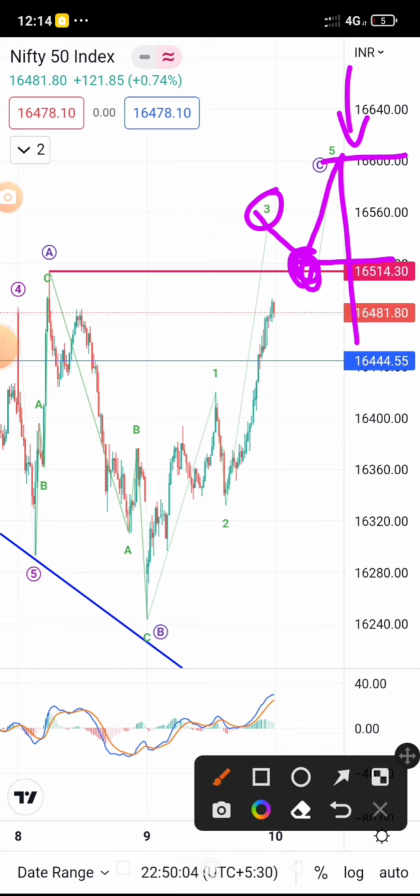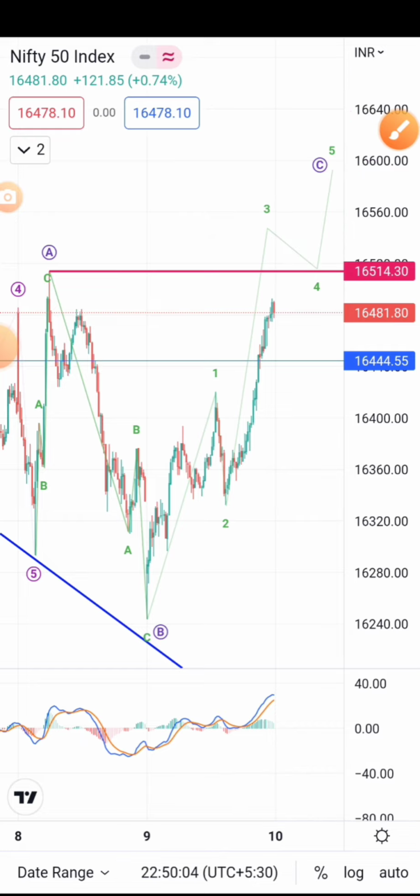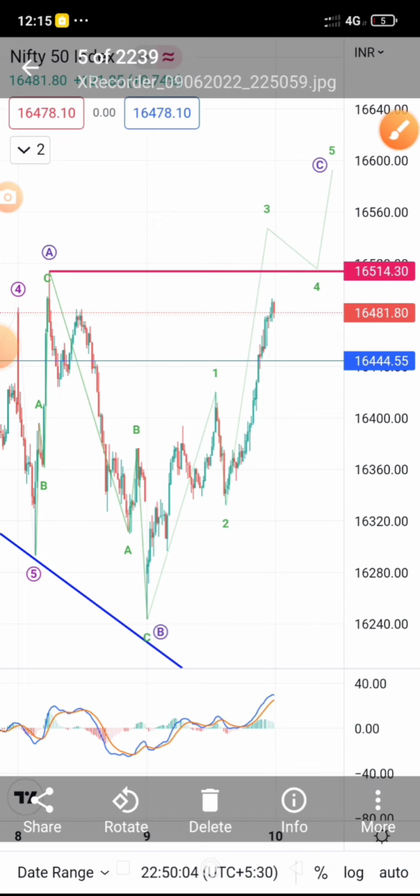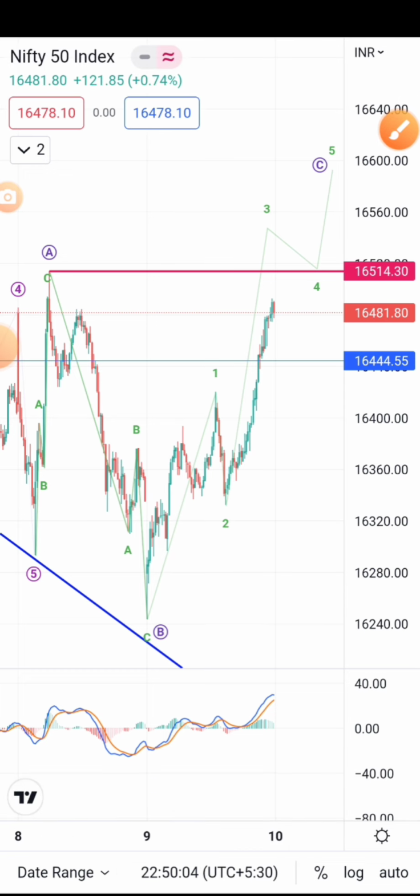So downside will be very big. It will fill the gap created by third wave. Okay, so that is one way to think for the next move. And yeah, after this it will be a big fall. That's what you can understand from this chart.